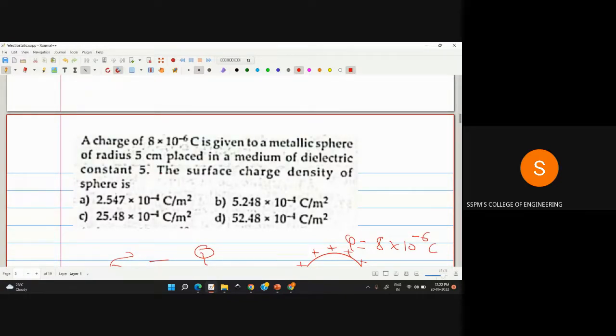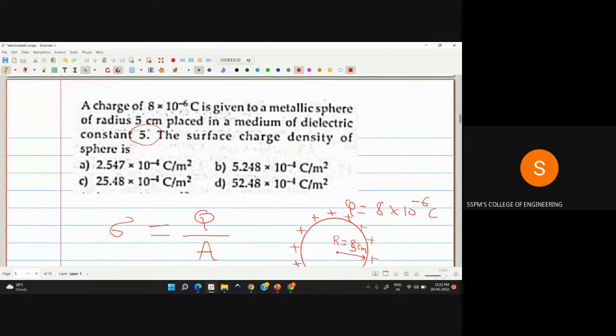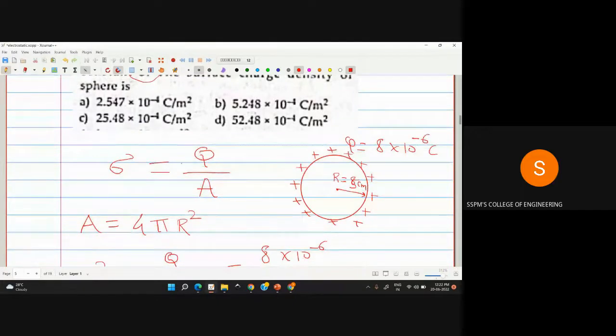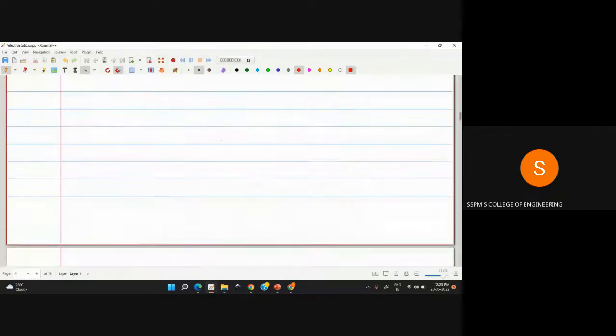For confusion, here the dielectric constant is given. But you know that the surface charge density is independent of the dielectric constant, isn't it? So even though the dielectric constant is given, don't get confused. If you know the definition of the charge density, you can find the charge density with the help of the equation given. So in this way you calculate the surface charge density.